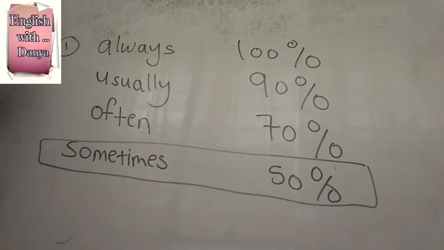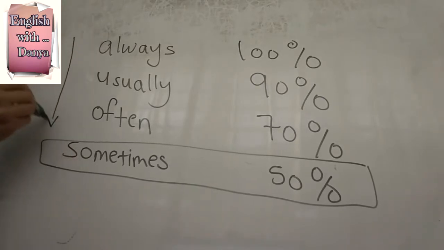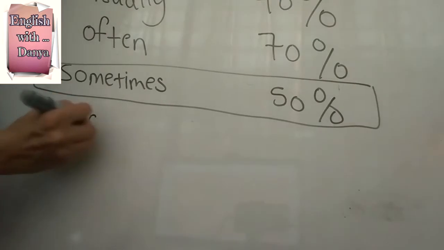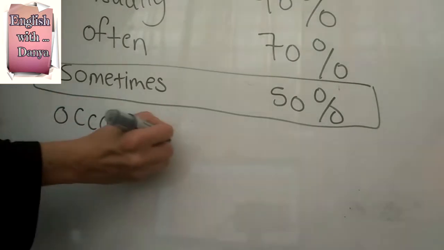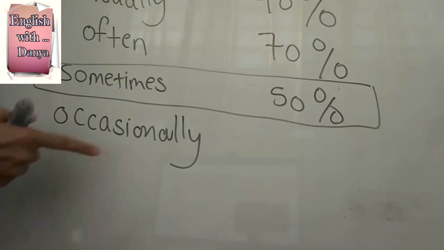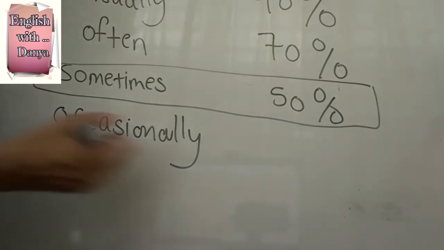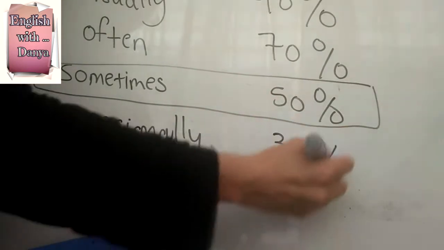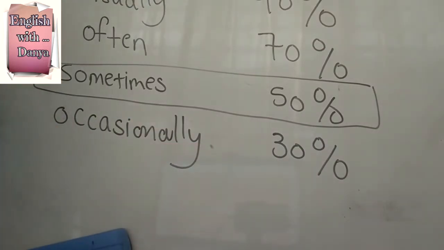So here, this is the order. You see the arrow? Here always is very strong. That means every day. Usually, not every day. It can be one day yes, one day no. Meaning that we only use it to talk about things that happen on certain occasions, like, for example, birthday parties or public holidays. Next we have seldom.